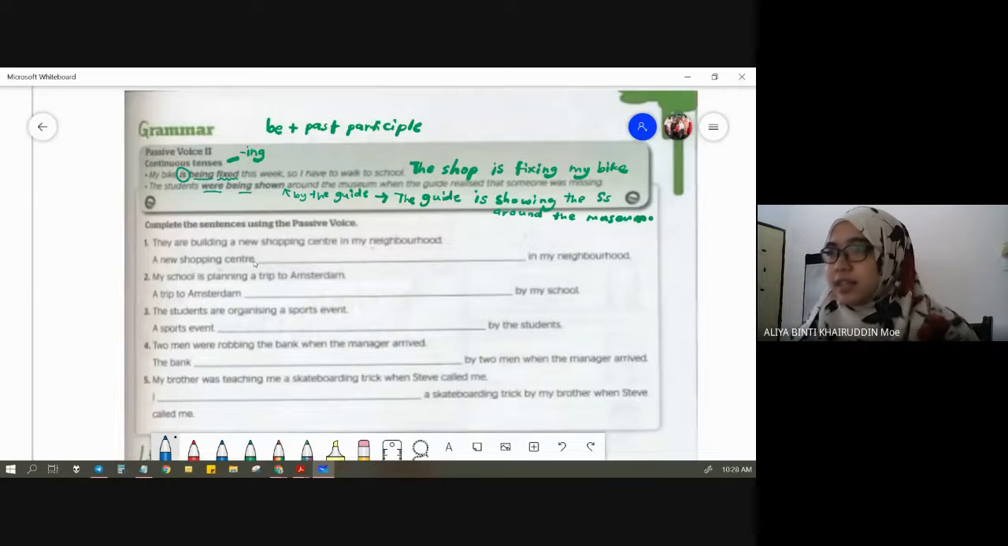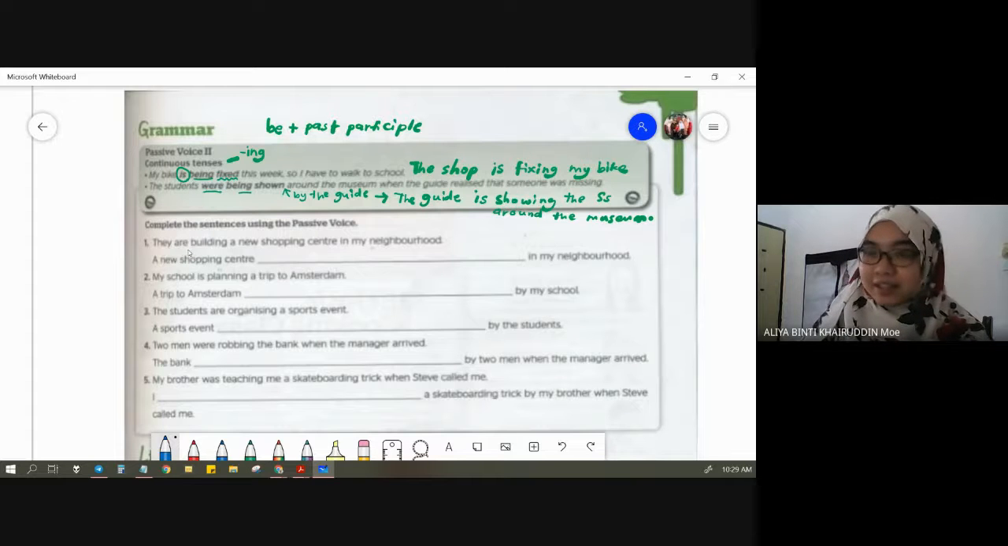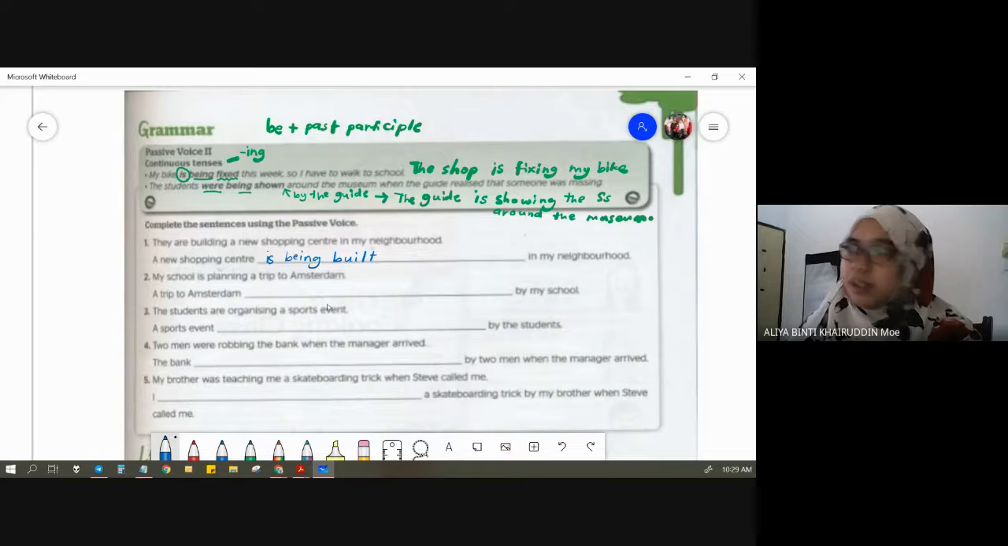Okay, so a new shopping center. Since this is singular, we should also use a singular verb. Here, is it present or past? It's present tense, right? So you can say a new shopping center is, because it's present tense. And then building, how do we change that into be plus participle? Is being built. Yes, very good. Is being built. Okay, so this is the answer. In your exercise book, just write the full sentence, but underline the verb.